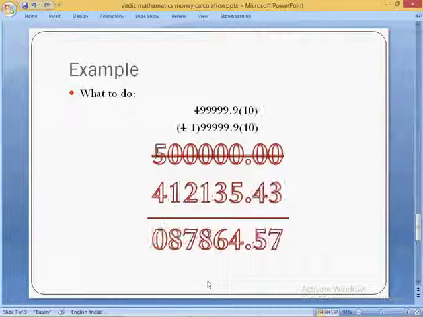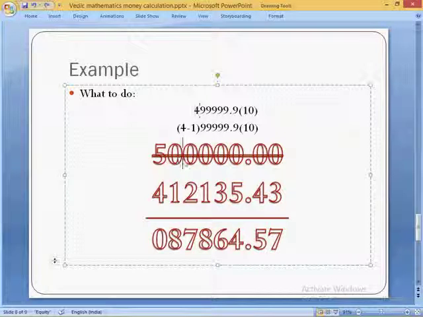So let us do a big example this time. Here I have this $500,000. Now I will be subtracting this 412,135.43. Now how I will do it is I will subtract 1 from the first digit, which will give me 4. For all other zeros I will be writing 9. I have 6 zeros, so 1 2 3 4 5 6. I have written 5 nines, and for the last 0 I have written 10.